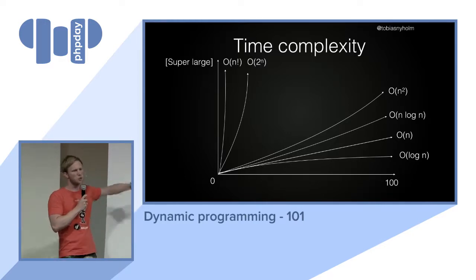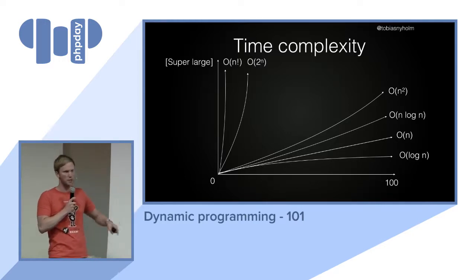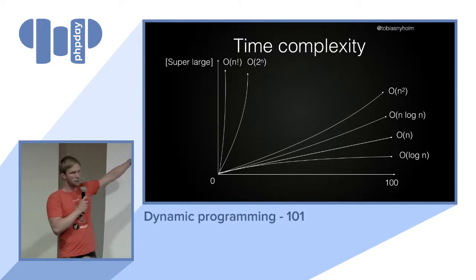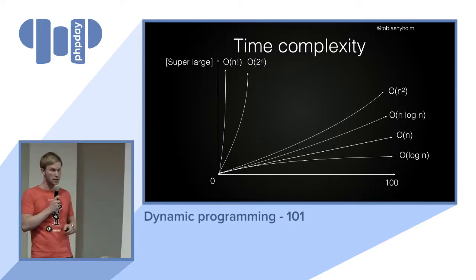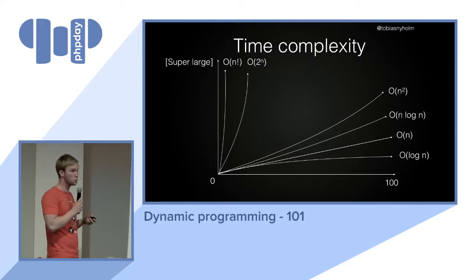As you can see, there's no axis, so you can't really tell if I'm right or wrong. But having factorial or exponential complexity is awful. That's a super slow algorithm.